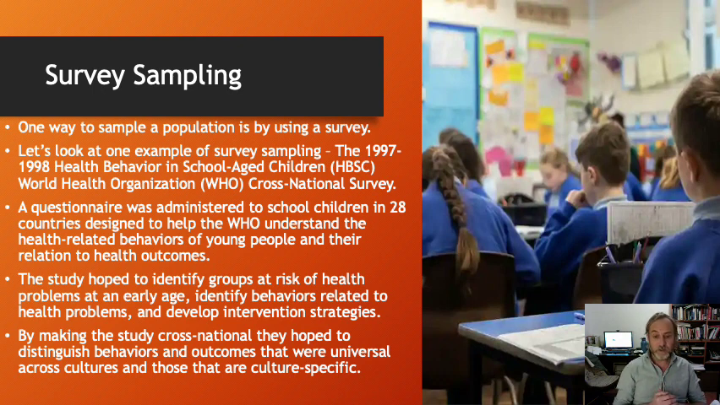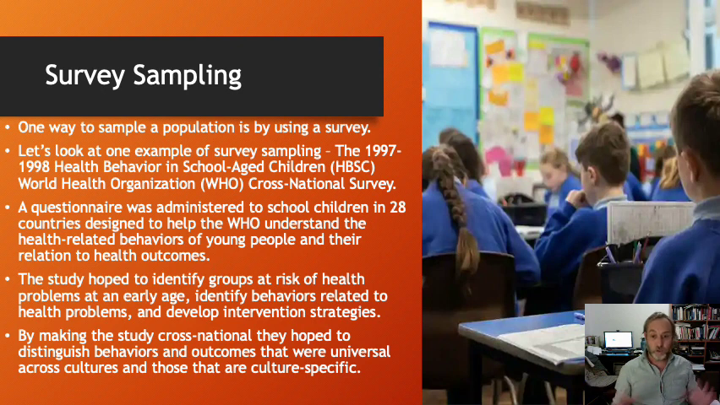And the idea was just to understand the relations between certain health-related behaviors in young people and their health outcomes. So the idea was to identify groups that are at risk of bad health outcomes later in life at an earlier age, see if they can find any correlations between certain behaviors and bad or good outcomes, and develop strategies to intervene at a younger age, school age.